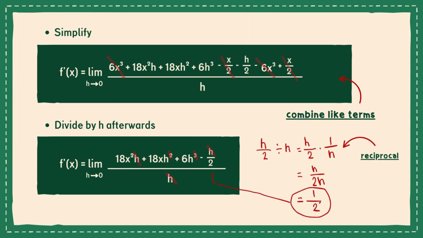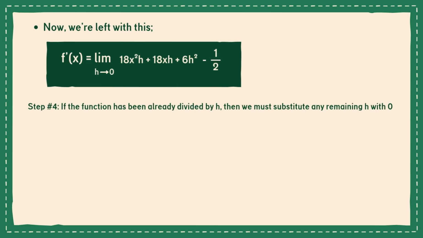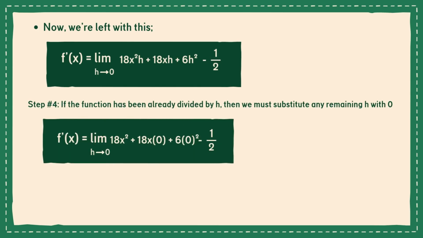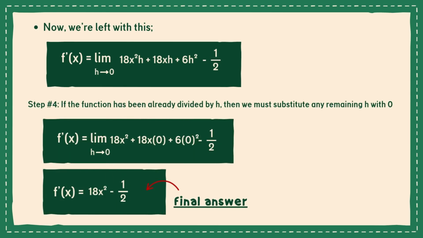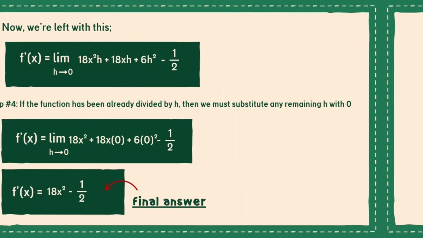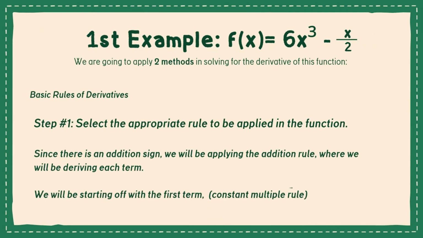Now, let us proceed by dividing it by h. Let's cancel this h, and also the h in 18x h squared and in 6h cubed, and of course we can also cancel out the h in minus h over 2. We will be starting off with the first term, 6x raised to the power of 3. We will be using the constant multiple rule.